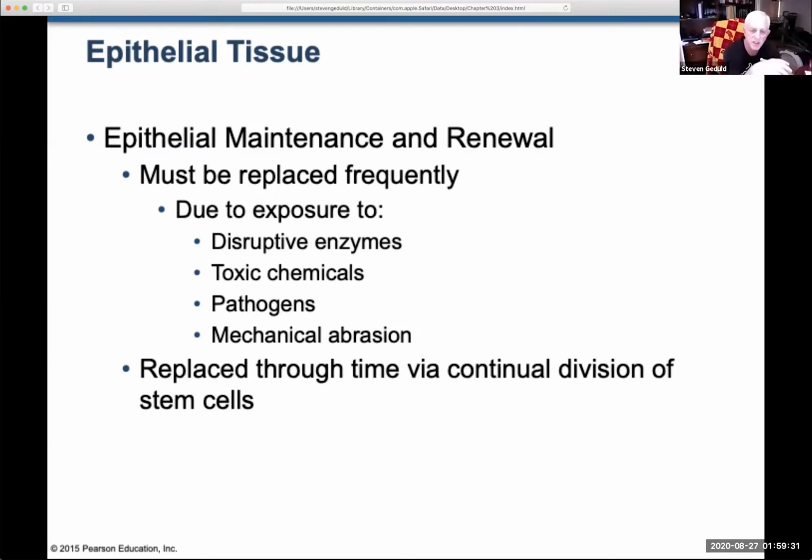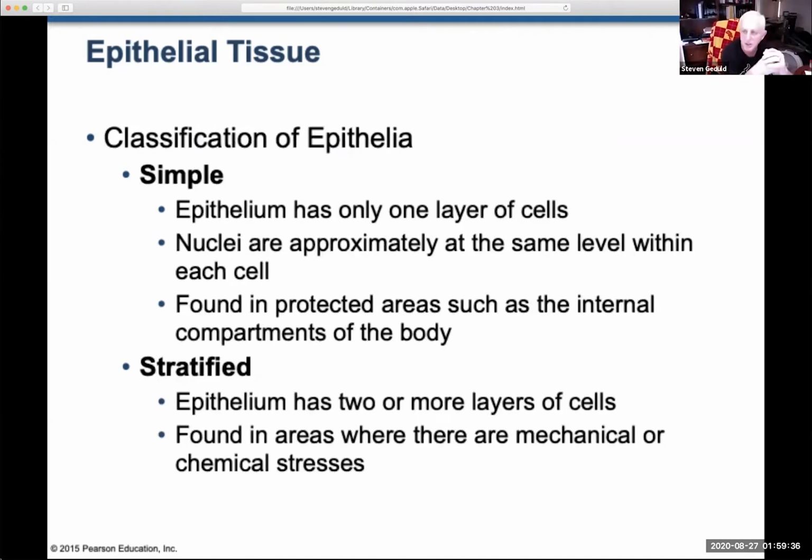It's replaced continuously with time through the division of stem cells. Stem cells replicate, they become more specialized, and they start replacing different epithelial cells. Epithelial cells have two classifications, which you need to know for my class and for your nursing exams. Two classes of epithelium: simple and stratified.